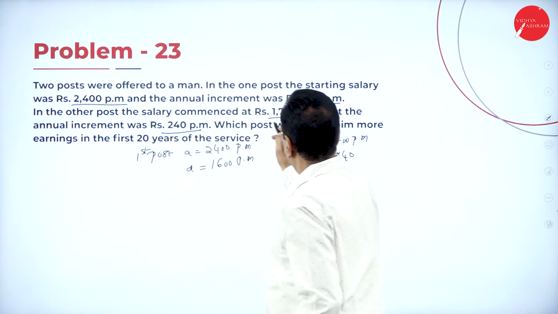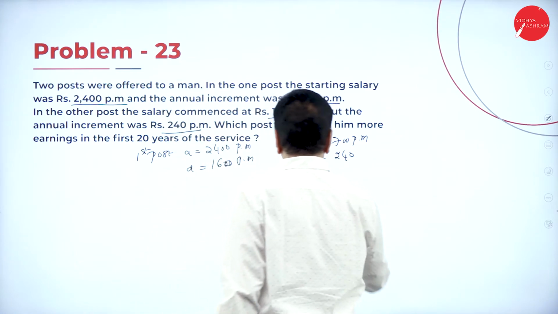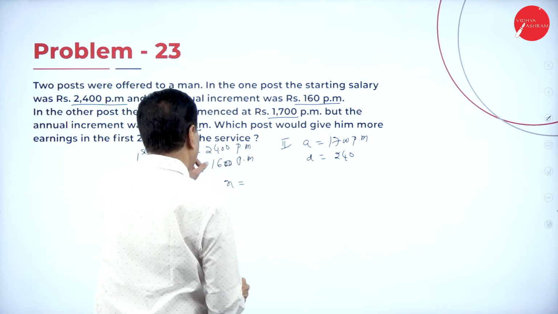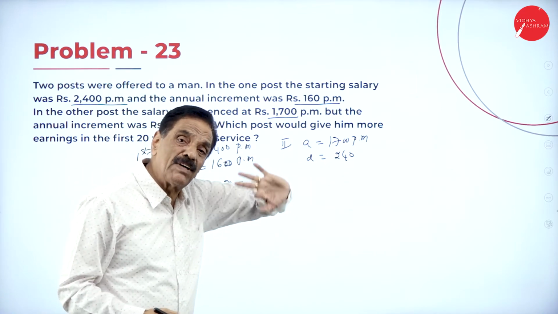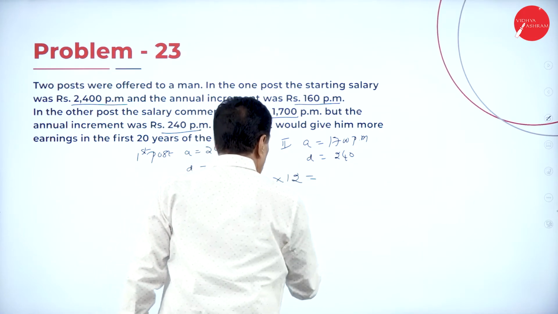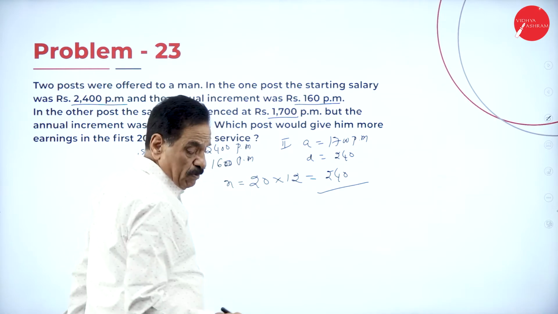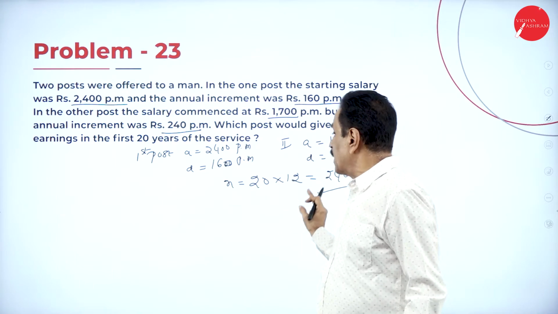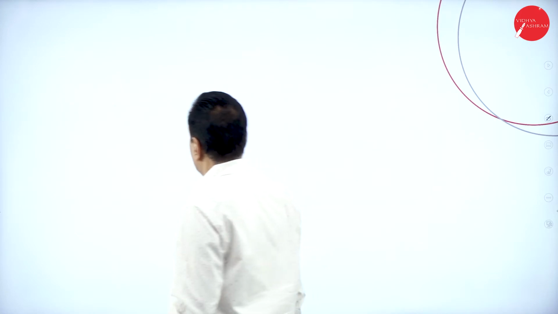Here the difference is 160 per month, there 240 per month. Number of years, N, is given as 20 years, but all are in month. Convert the years into months by multiplying by 12: 240 months. I converted the years into months. In a year there are 12 months, so 20 years is 240 months.